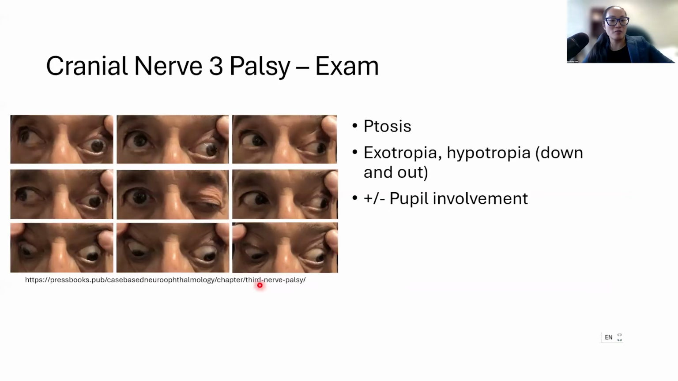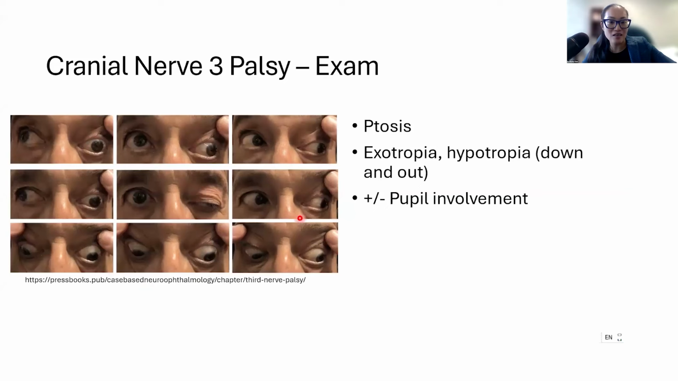This is a good diagram with the 9 gaze positions showing this. You see in primary position there is a left ptosis. There is a positive thumb sign in the photograph, meaning that the eyelid has to be held up by the examiner. Abduction of that eye, no problem. No adduction, no elevation, and not a lot of inferior down-gaze depression either. And so that is the classic presentation of a cranial nerve 3 palsy.